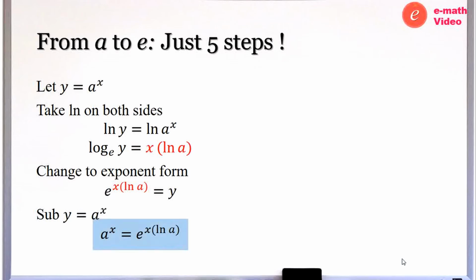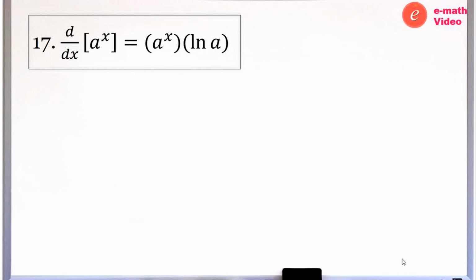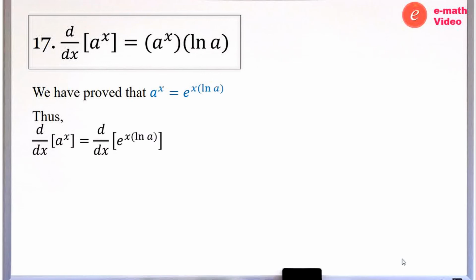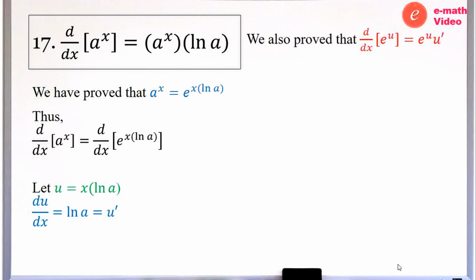Right? So we will use this later. Number 17, the derivative of a power x. We have proved that a power x equals e power x ln a. Thus, the derivative of a power x will be equal to the derivative of e power x ln a. Let u equal x times ln a. We write du over dx equals ln a equals u prime. We also proved that the derivative of e power u equals e power u times u prime.